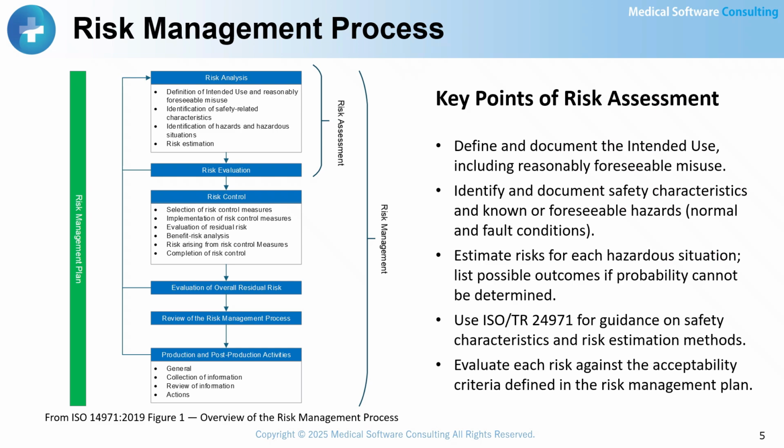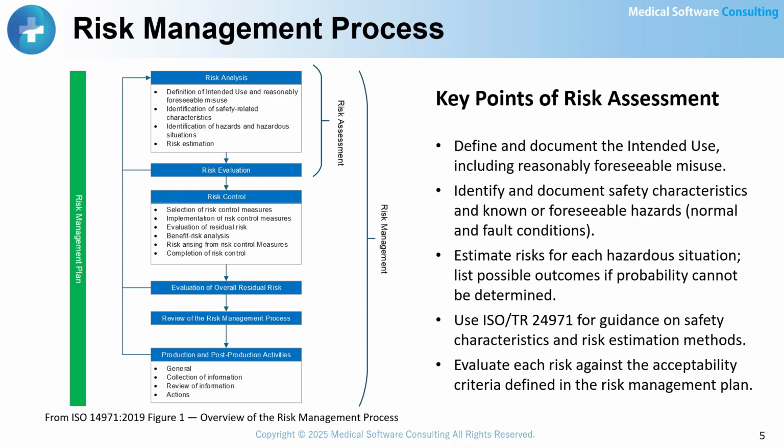Here are some key points of risk assessment. First, as mentioned earlier, you must define the intended use of the device, and this definition must be documented. Even if a situation results from user misuse, if it is reasonably foreseeable misuse, it must be clarified and included in the risk analysis. Next, identify the safety characteristics of the device. These are the characteristics that could impact safety. For guidance, ISO/TR 24971 provides a useful list of questions.